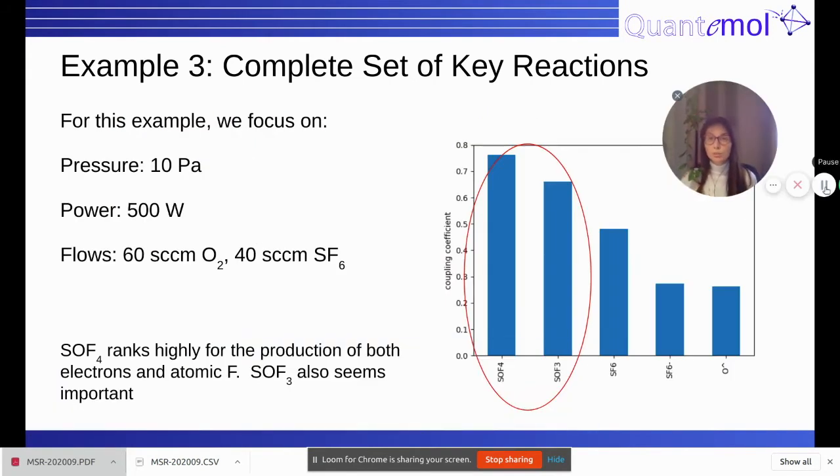Then we run our ranking algorithm for this system at certain conditions. So we fix pressure and power and gas flows. And what it seems to be giving us is that SOF4 and SOF3 are quite key species for our system, and we do not have very precise information about them. So the next logical step is, let's get the most precise information, at least for SOF4.